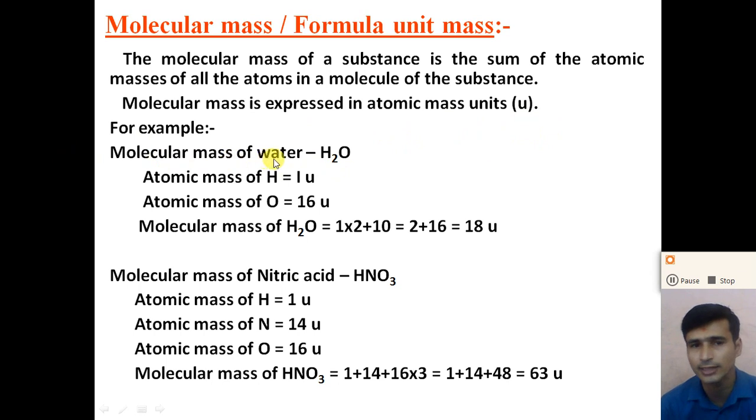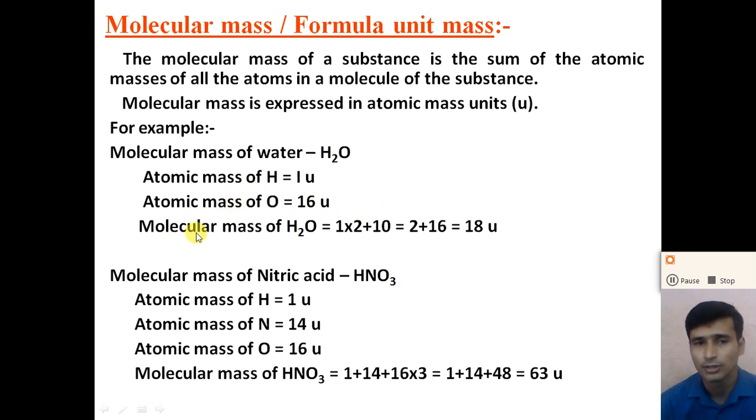Water has the chemical formula H2O, right? So how can we calculate the molecular mass of water? First write the chemical formula of water. The chemical formula of water is H2O. Here in the molecule of water, two atoms of hydrogen and one atom of oxygen are present. The atomic mass of hydrogen we know is 1 U, and the atomic mass of oxygen is 16 U, as we discussed previously.